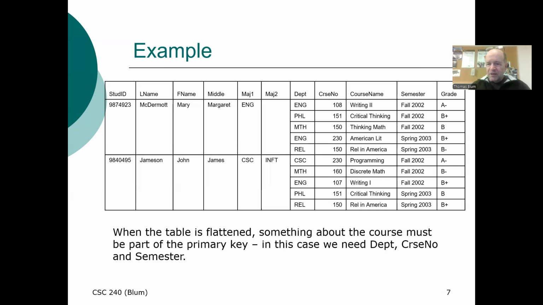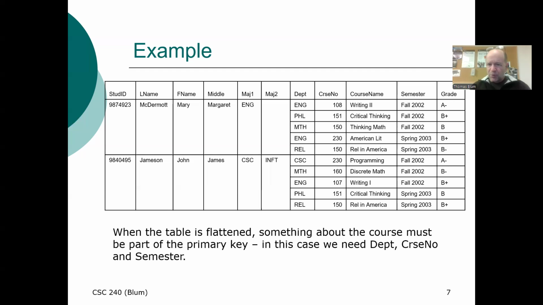But that's not going to be enough, because it's possible that Mary Margaret and John James took the same course. And so then I will also need student information. So I'll probably need something to identify the course, maybe department and course number, and then also something to identify the student. And if the student can retake the course and get a different grade, then we might also need semester. So after flattening, we will certainly need a composite key.